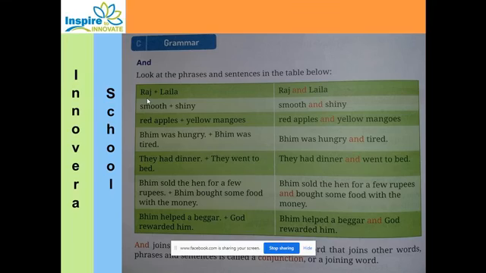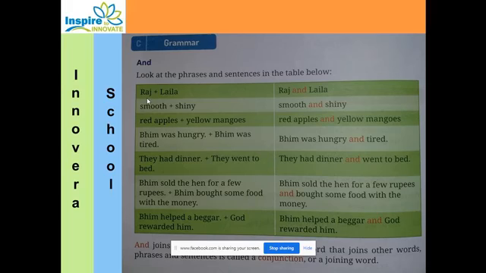Bhim sold the hen for a few rupees plus Bhim bought some food with the money. So, Bhim sold the hen for a few rupees and bought some food with the money. Correct? This is the way it has to be, after using the word and. Right. Bhim helped a beggar plus God rewarded him. Bhim helped a beggar and God rewarded him.